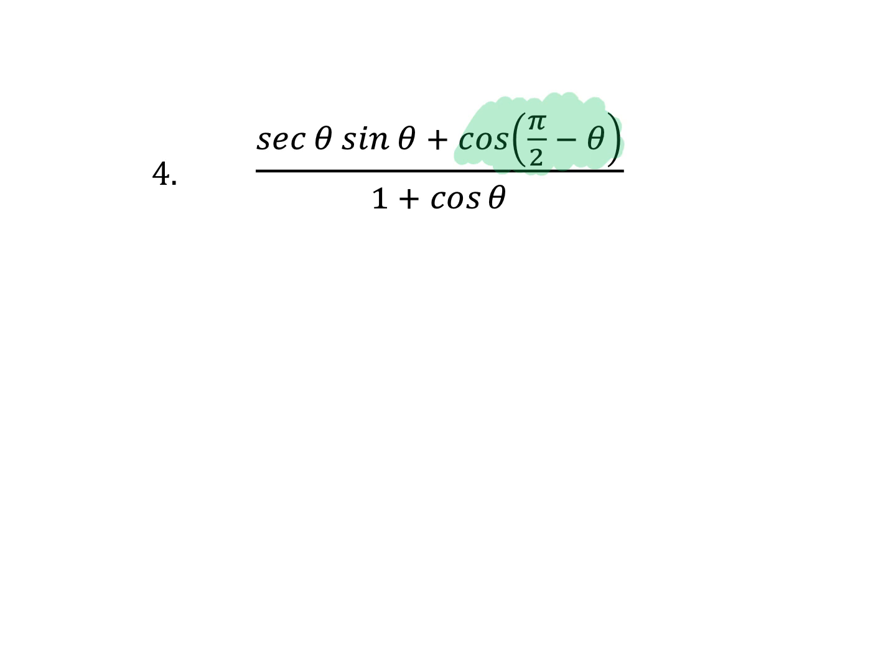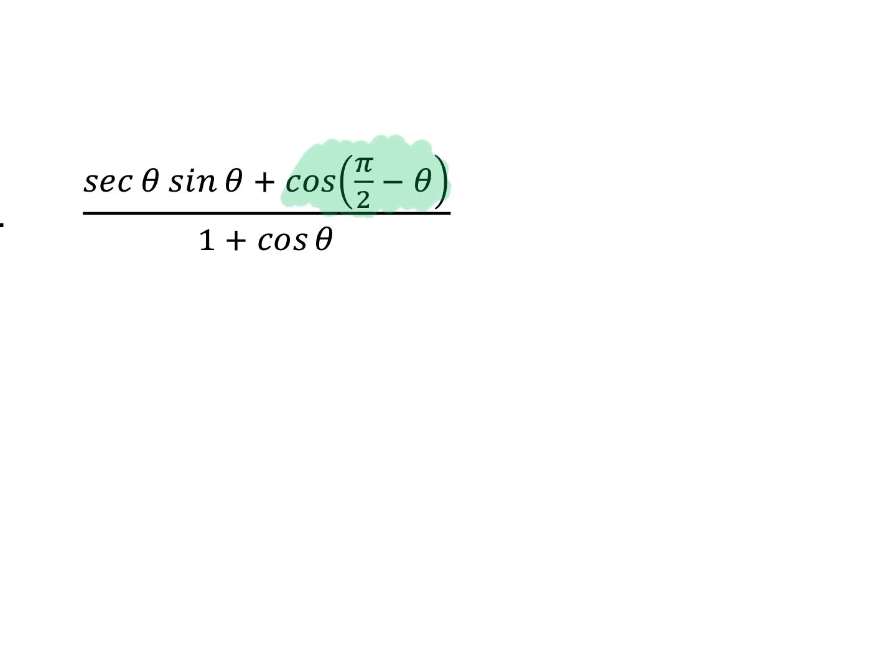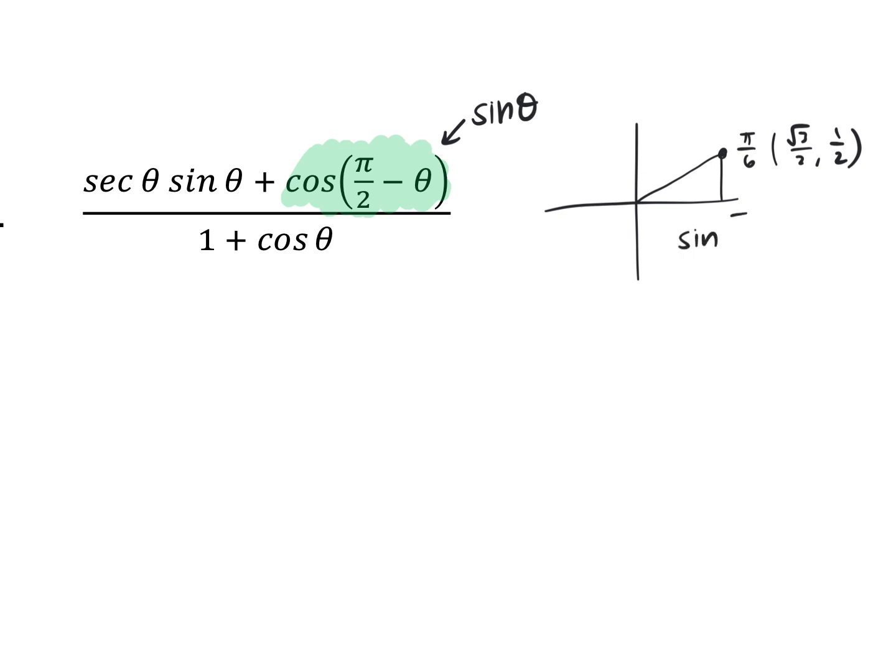If I have a cosine of an angle, let me draw a little picture here. Okay, let's say this is pi over 6, and then our coordinate point is square root of 3 over 2, 1/2. Okay, what this formula is saying is that this is equal to sine of theta. So if I let my theta equal pi over 6, well, what is sine of pi over 6? Sine of pi over 6 is 1/2, right?